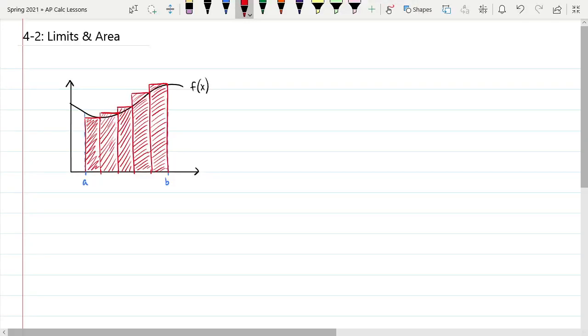All right, welcome to lesson 4-2. Today we're talking about limits and area. So there's that word again, limits. So you know that's going to be coming into play soon.